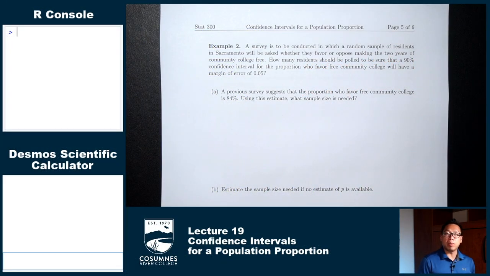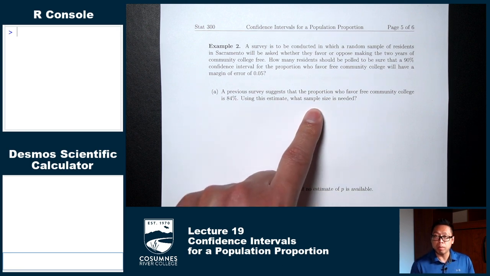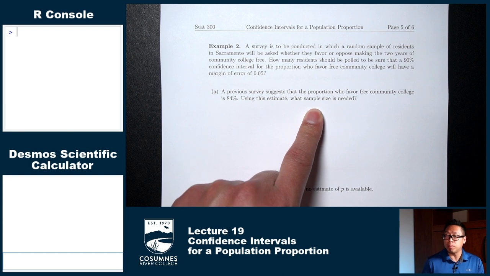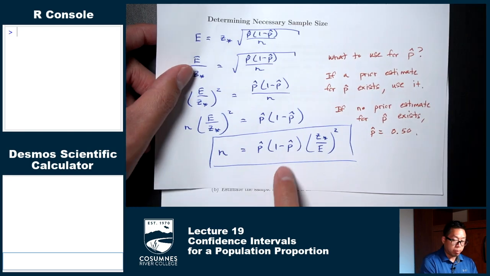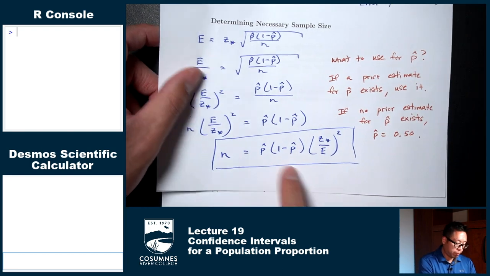Now that we have a formula for the sample size, we can do example two. Part A: a previous survey suggests that the proportion who favor free community college is 84%. Using this estimate, what sample size is needed? So we're looking for a sample size, which means we're going to be using the formula for sample size. So let me recopy the formula for the sample size.